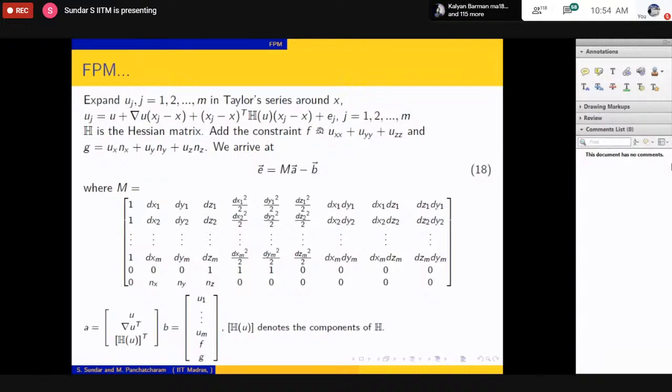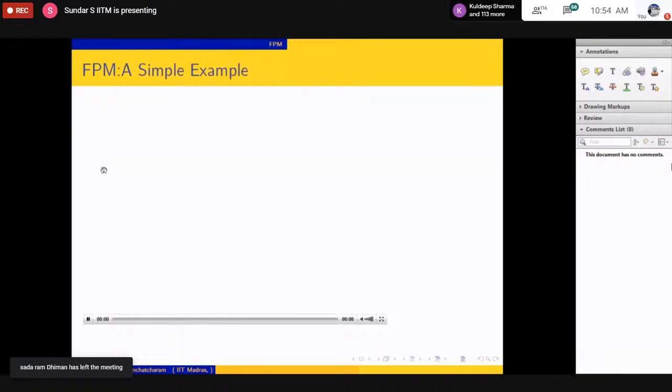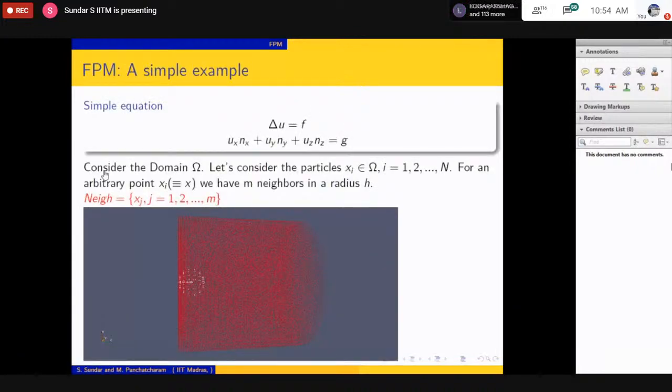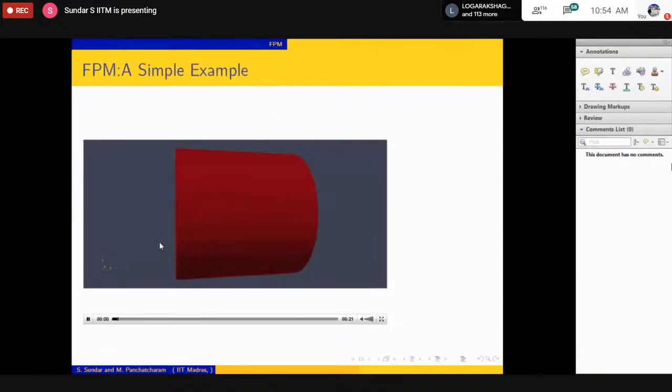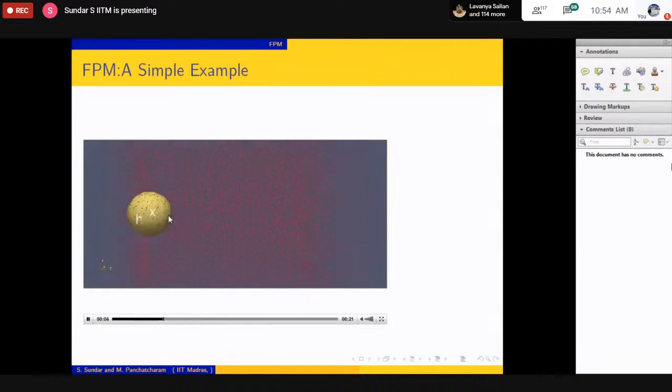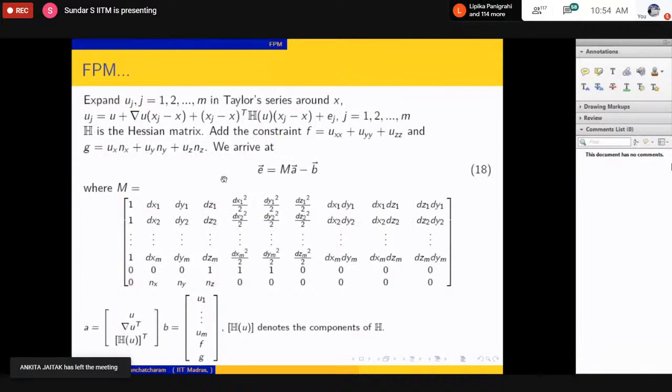So in order to do that, what I do is I expand Uj for every neighborhood particle about that point X. So for every neighborhood particle, you see that for every j surrounding there, I am expanding about X. I do the process for every particle. So j varies over these neighborhood particles of the point X. Now I am expanding Uj.